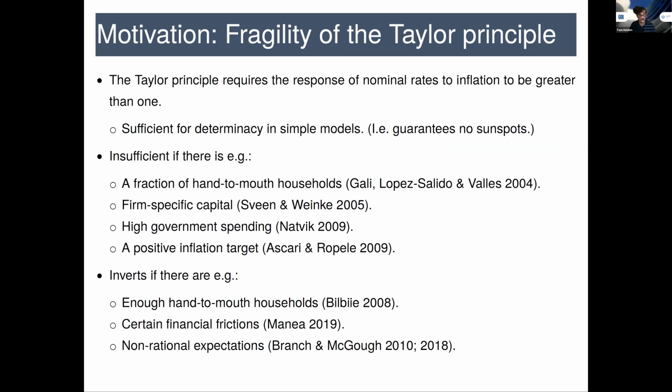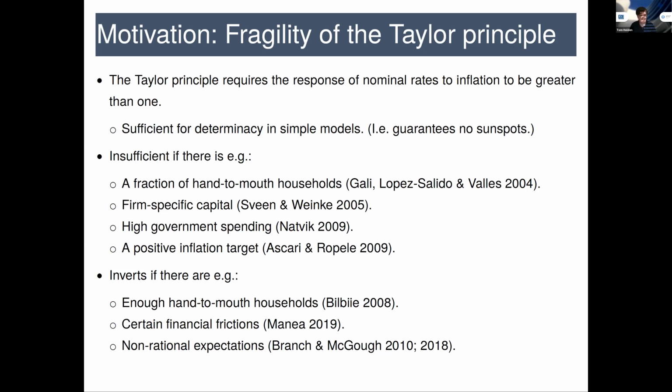So for example, the Taylor principle is insufficient if there's a fraction of hand-to-mouth households, if there's firm-specific capital, or if there's government spending that's sufficiently high, or even if there's a positive inflation target. Perhaps more worryingly, the Taylor principle actually inverts if there are enough hand-to-mouth households, or if there are certain financial frictions, or even non-rational expectations.